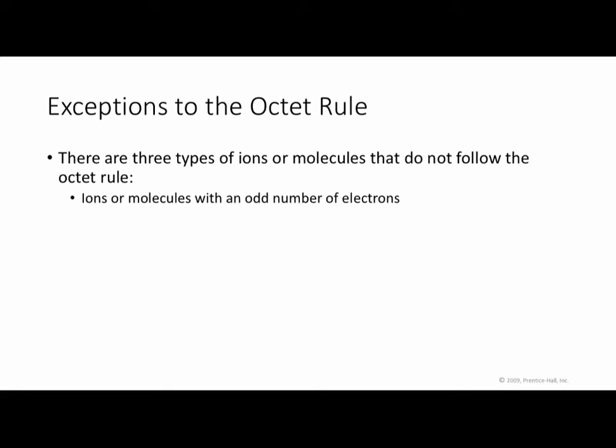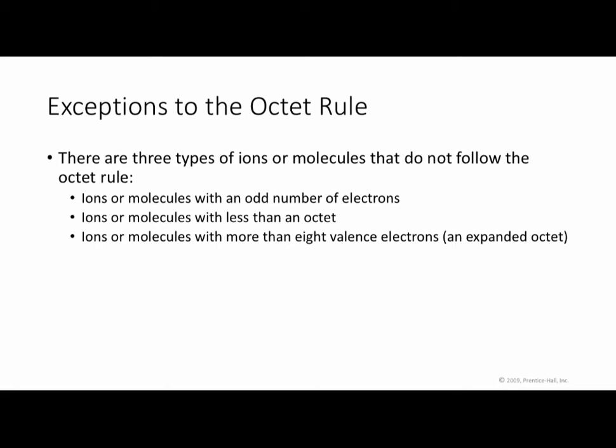There are some exceptions to the octet rule, and you need to be familiar with these. There are going to be ions or molecules that have an odd number of electrons. If I have an odd number of electrons, I can't have every atom with an octet in its valence shell. There are ions and molecules that are stable with less than an octet, and there are ions and molecules with more than 8 valence electrons.